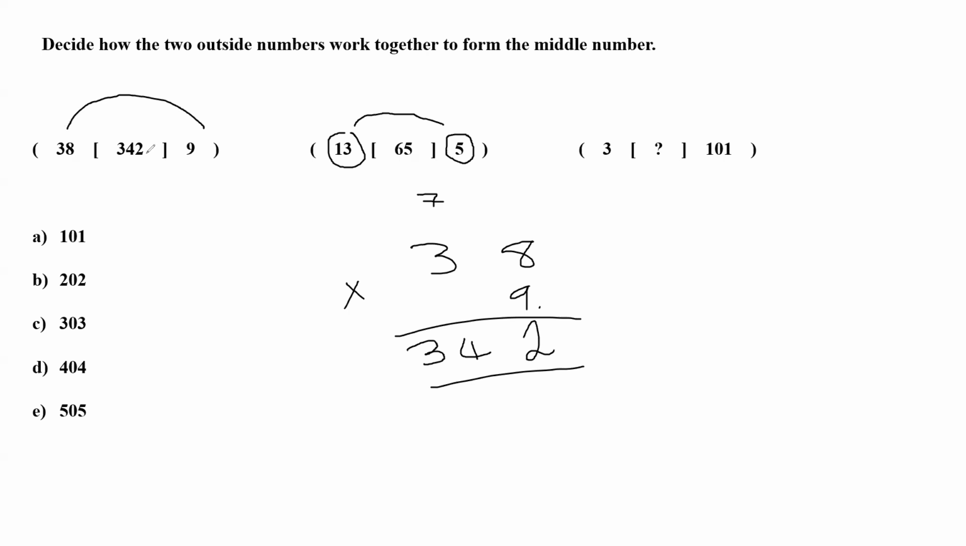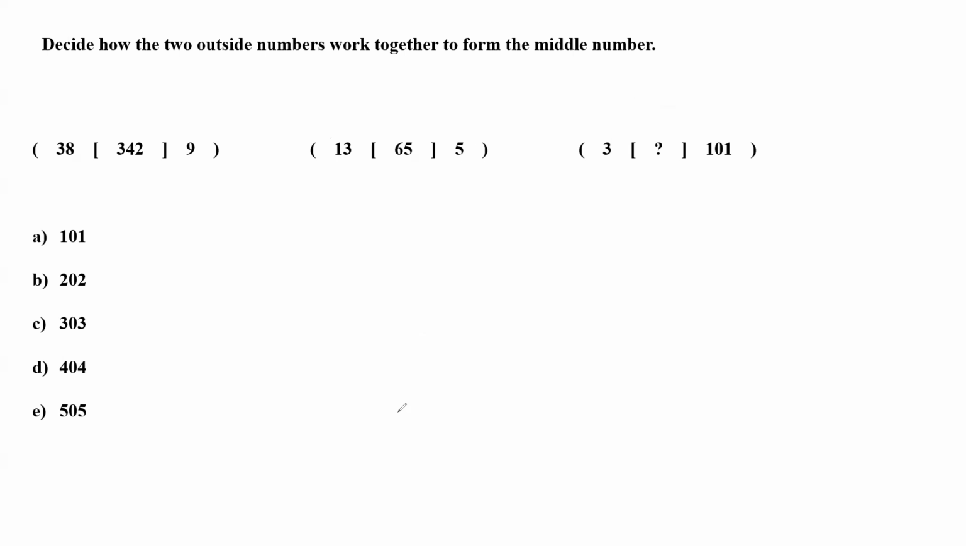Perfect. So we do know that they're multiplying. So what's the final task here, Scarlett? 3 times 101, which would be 303. Perfect. Very good. Well explained, Scarlett. Brilliant. And if anyone else noticed that, very good.